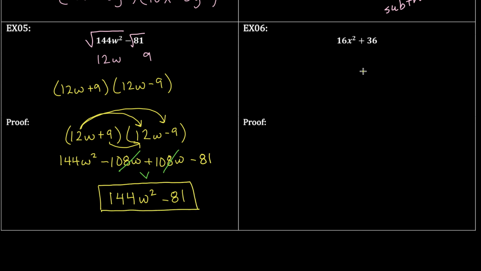Okay, and we have this last one. But look at this last one. This is a perfect square. Like, I can do 4x times 4x. This is a perfect square. I can do 6 times 6. But this is addition. Cannot do. Exclamation mark. And that is it.